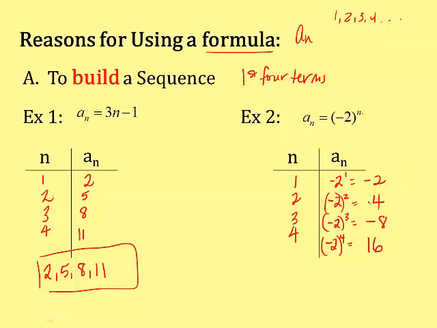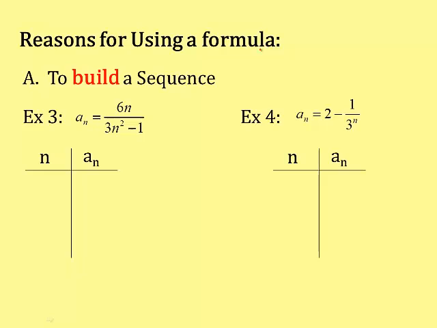Okay? So notice what happened. If the power is odd, then whatever the sign is inside stays the same. If the power was even, it changed. Okay, hopefully you see that pattern. If not, you can always work it out. So my sequence then is negative 2, positive 4, negative 8, positive 16. There's that sequence.